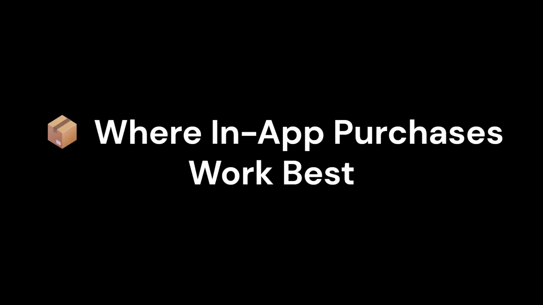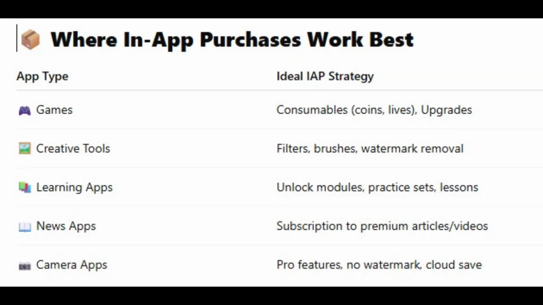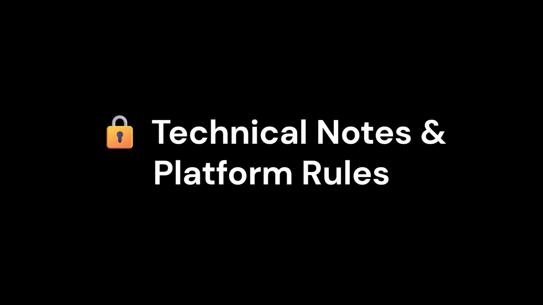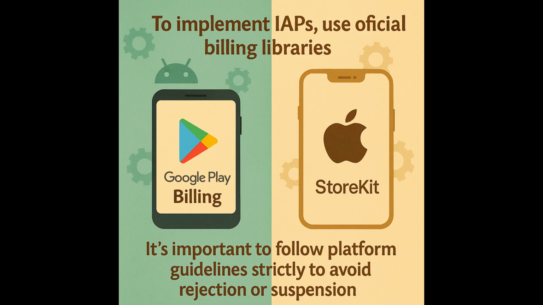Here is a table, for reference, highlighting where in-app purchases work best. You can use this as a ready reference. Technical notes and platform rules. To implement IAPs, use official billing libraries, Google Play Billing for Android and StoreKit for iOS. It's important to follow platform guidelines strictly to avoid rejection or suspension.